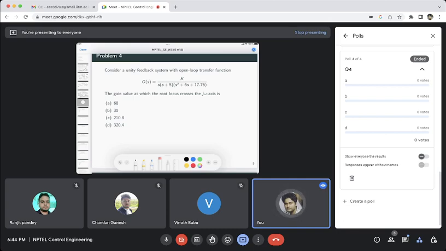If you remember from the Routh-Hurwitz criteria, when can imaginary poles happen? Whenever a row becomes 0. If the sign changes, that means you have an unstable pole. But when a row completely becomes 0, an imaginary axis pole can happen. So we'll use this property only. First you write this.